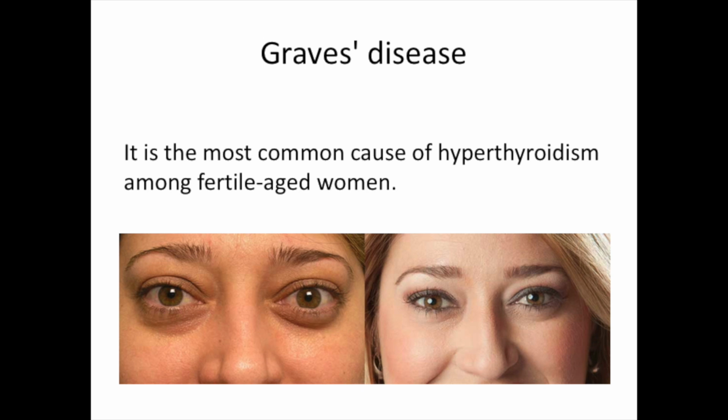Look at this lady's eyes. On the right hand side, her photo before having the disease, or you can say after the treatment. You can see her eyes are normal looking with no lid lag or lid retraction. But you can see on the left hand side the staring look of the eyes, where there is lid retraction. Or if you examine her, you might find lid lag. So this sign in a case of hyperthyroidism always suggests Graves' disease.